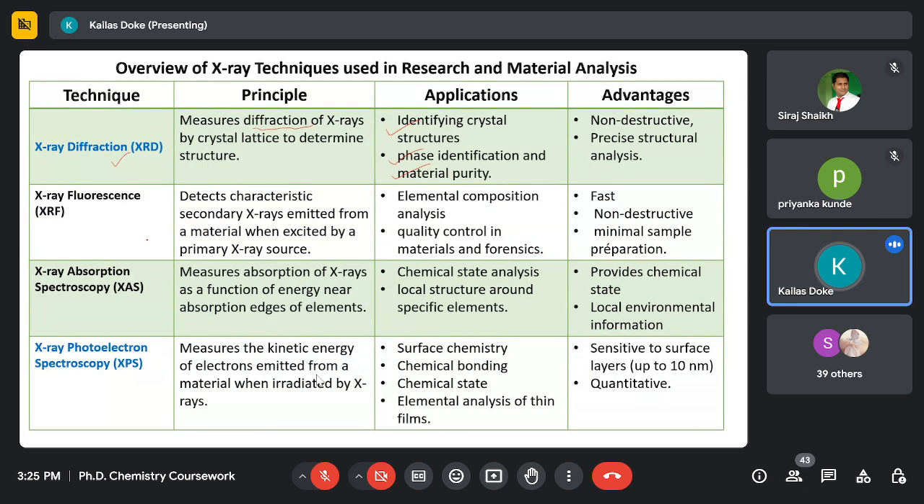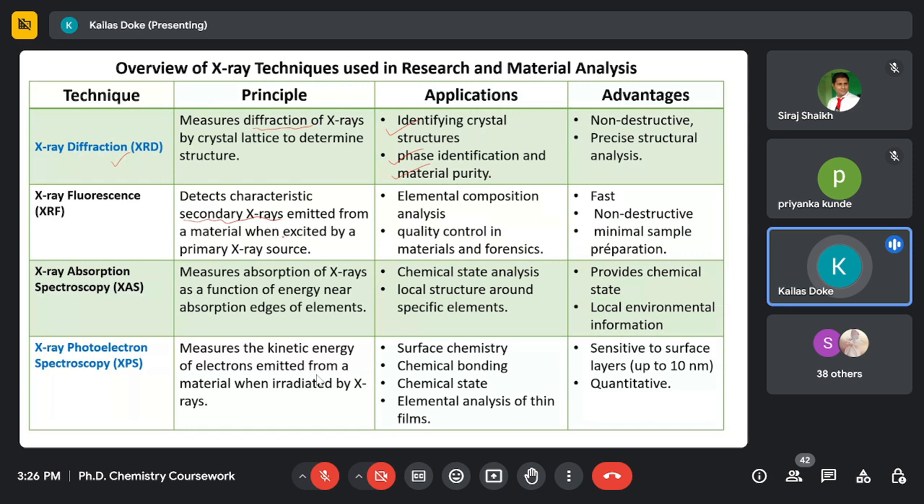Second, X-ray fluorescence techniques. In these techniques, the detector detects secondary X-rays emitted from the material when excited by primary X-rays. That is what I told about the X-ray fluorescence technique. It is also useful for elemental composition analysis, which we call qualitative analysis, in material science and in forensic science also. This is a very rapid, non-destructive technique, and the quantity of sample required is very, very small.